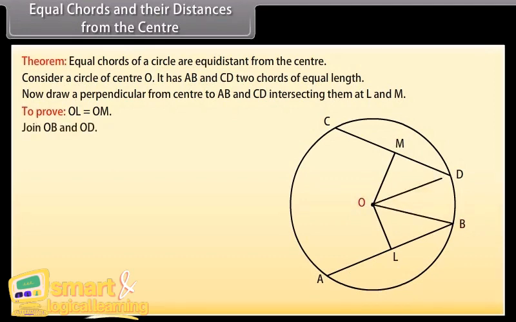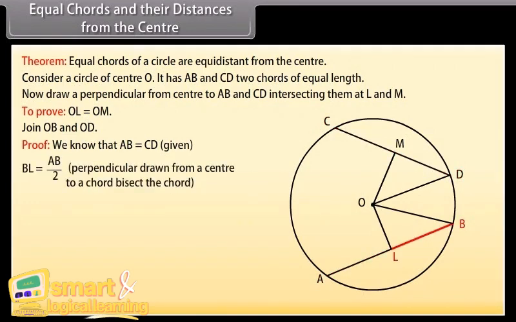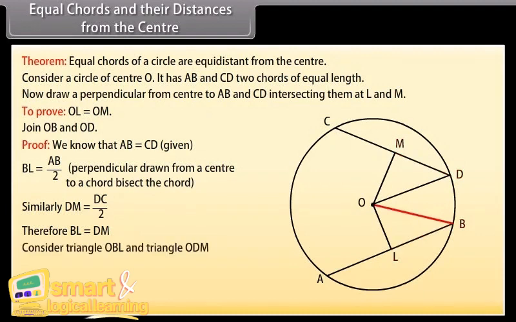Join OB and OD. We know that AB is equal to CD, given. BL is equal to AB upon 2, as the perpendicular drawn from a center to a chord bisects the chord. Similarly, DM is equal to DC upon 2. Therefore, BL is equal to DM. Consider triangle OBL and triangle ODM. OB is equal to OD, radius of the same circle. BL is equal to DM, proved.